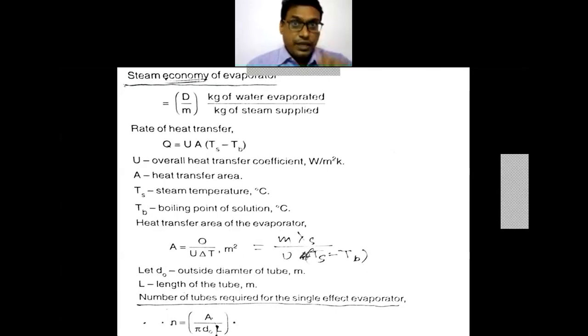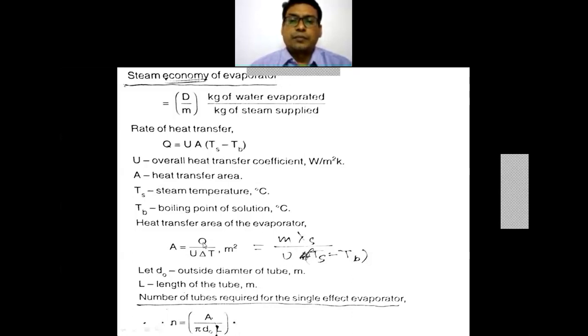Now the steam economy of evaporators is nothing but the kgs of water evaporated upon the kgs of steam supplied. What is the output and what is the input? Input is your steam supply and output is the kgs of water evaporated, that is D. So the rate of heat transfer Q equals UA into delta T, the temperature gradient between the steam and the boiling point of the solution. From here you can calculate the area required for heat transfer.